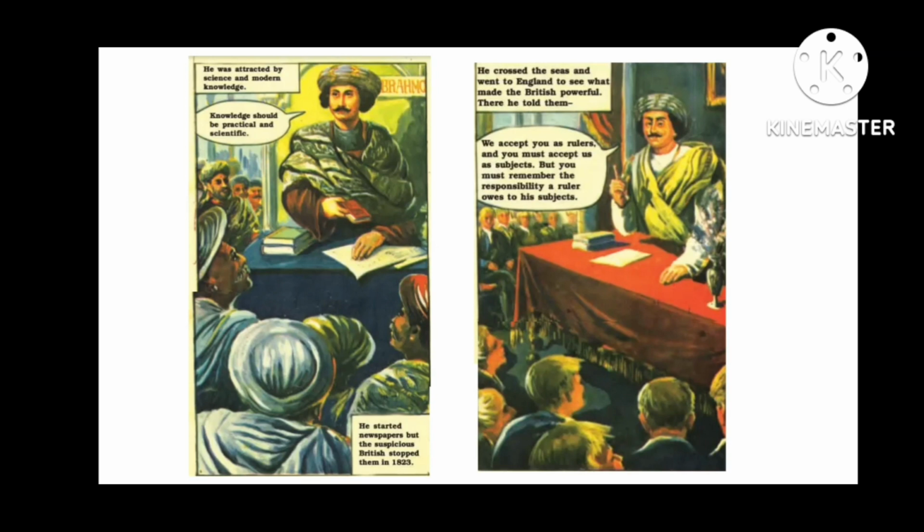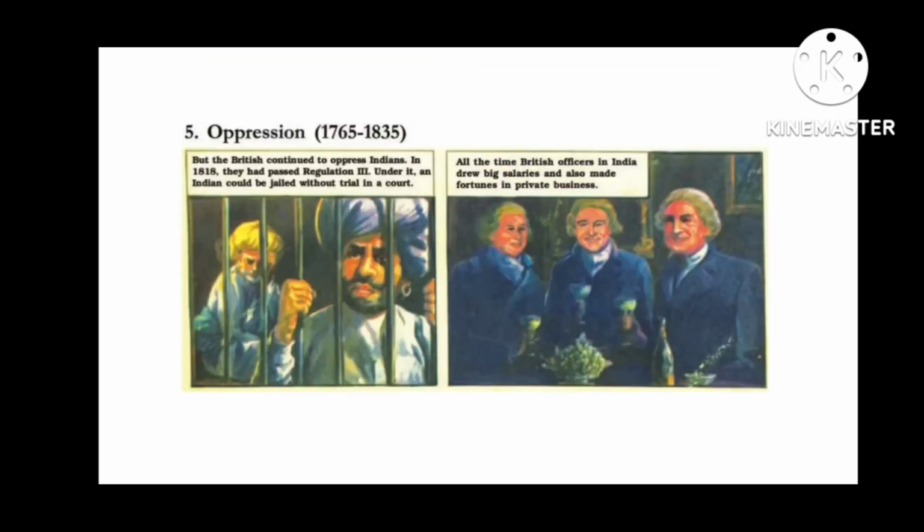But you must remember the responsibility a ruler owes to his subject. So he even crossed the seas, which was against religion. He went to England and tried to see what made the British more powerful. He told them that we accept you as our rulers. You can be our rulers and we are your subjects. But you should know your responsibility as a ruler towards your subjects, towards the people whom you are ruling.